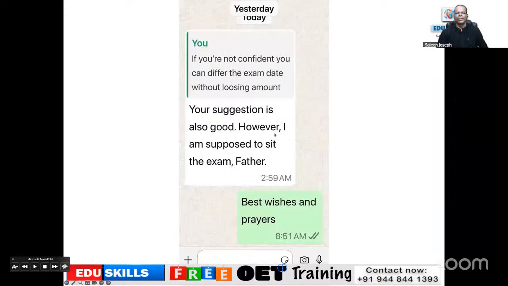Cool. Your suggestion is also good. However, I am supposed to sit the exam further. See, if you are not confident, you can defer the exam date without losing the amount. There is a provision where you lose maybe 6,000 or 7,000 bucks, depending on the time you defer. You can defer for 6 months. Why do you waste 35,000, 34,000?